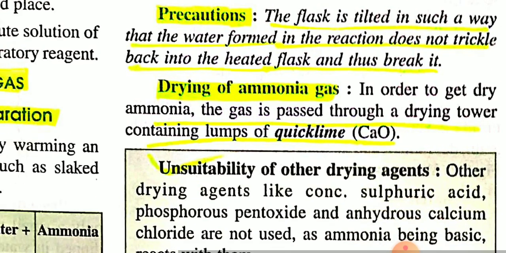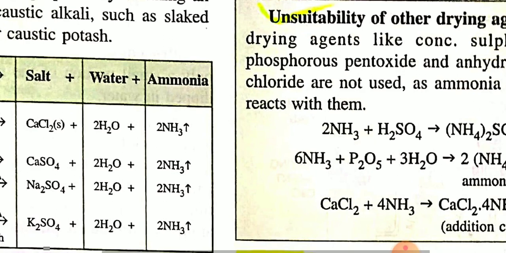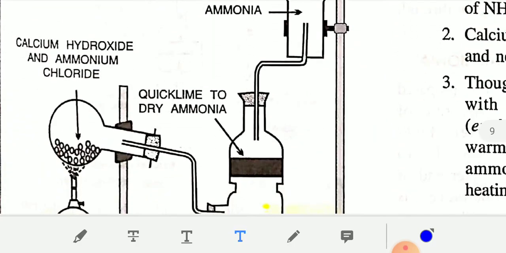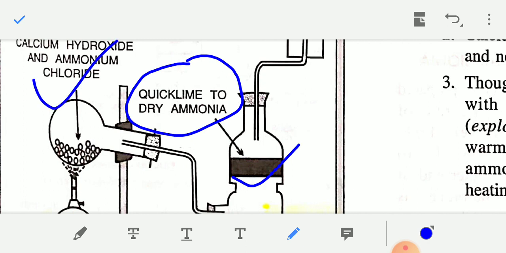Precaution and drying of ammonia. To dry ammonia gas, you have to pass it through calcium oxide, quicklime. In order to get dry ammonia gas, the gas is passed through a drying tower containing lumps of quicklime, that is calcium oxide. Here you can see the drying agent calcium oxide is taken, and here a mixture of ammonium chloride and calcium hydroxide is heating.